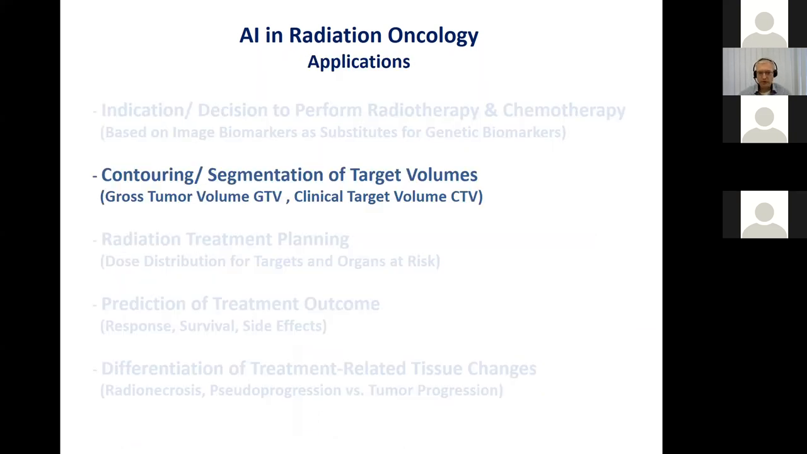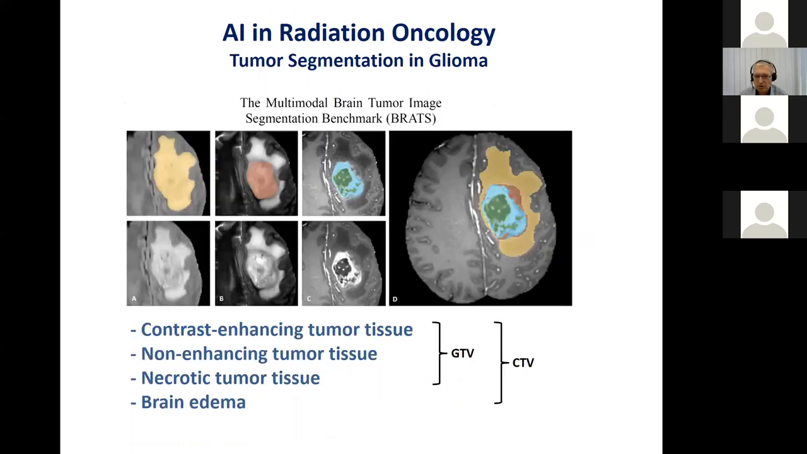Okay, but once you have decided to treat the patient, you have to segment or contour the target volumes. Normally, this is made by manual segmentation, but there are also automatic measures to do that. And there's one segmentation benchmark. It's an international challenge where you can find out how good your software is. It's a very prominent challenge as far as I know.